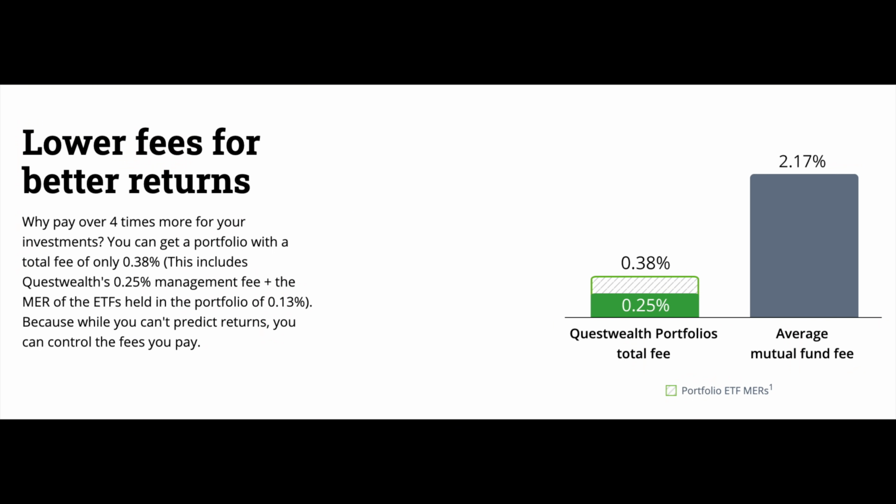But keep in mind, each of these ETFs that you invest in, they all charge their own fees as well. So there's actually 2 layers of fees, and you can see that displayed well here in this chart. You see the green bar represents Questwealth's fee at 0.25%. On top of that, you will also be paying the fee on the ETFs, which is called the MER. And in this case, it gives the example of a 0.13% average, which would bring your total fee up to a total of 0.38% per year in this case. And that is compared up against the average mutual fund fee, which we see is significantly higher.